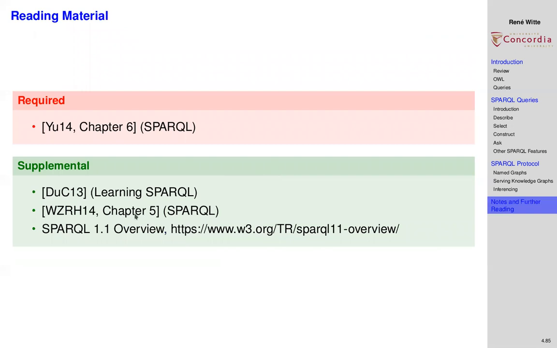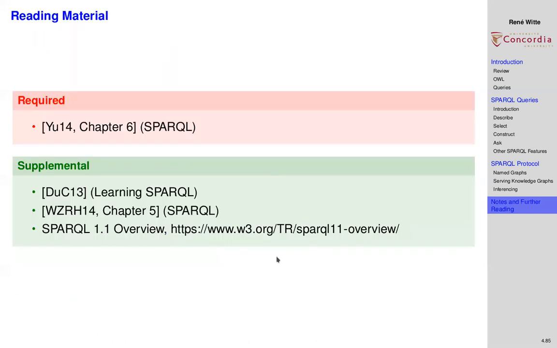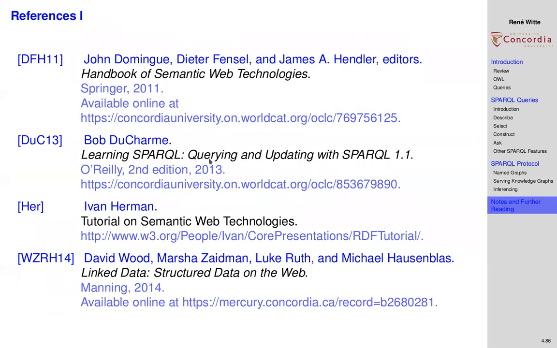Another nice reference, not so long, to get a quick overview is chapter 5 in this book here, which is this linked data book. We're also going to use this book in the lecture next week. So for a quick overview, you can read the SPARQL overview on the World Wide Web Consortium website. This is a very nice chapter, and this is also a good chapter. And if you want to, at any point, look up more details, this is a very nice book to get more explanations and examples about SPARQL.